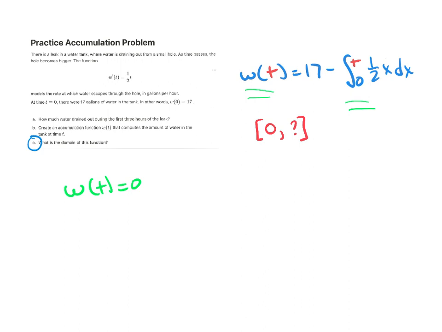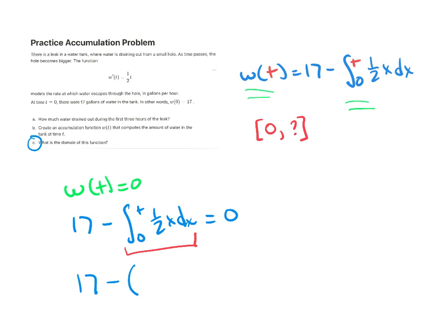So let's do that. Let's just set our function 17 minus the integral from 0 to t of 1/2 x dx equal to 0. We're not going to panic because we know how to evaluate this definite integral. We're going to use that fundamental theorem of calculus that we used in part A, right? We're just going to evaluate this thing. So it's going to be 17 and then minus x squared over 4 was our antiderivative, and we'll evaluate that from 0 to t. And then set that equal to 0.